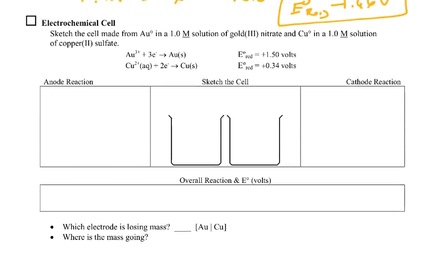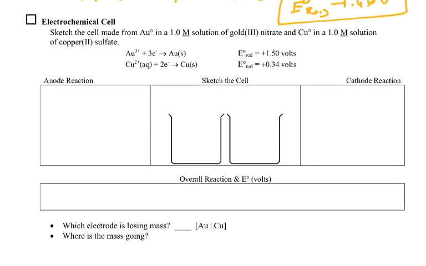Okay, electrochemical cell. Now, sketch the cell made from gold and copper. Here are my two numbers, and I just know now that my larger number is going to be my reduction, that's going to be my cathode, and my smaller number is going to be my anode.